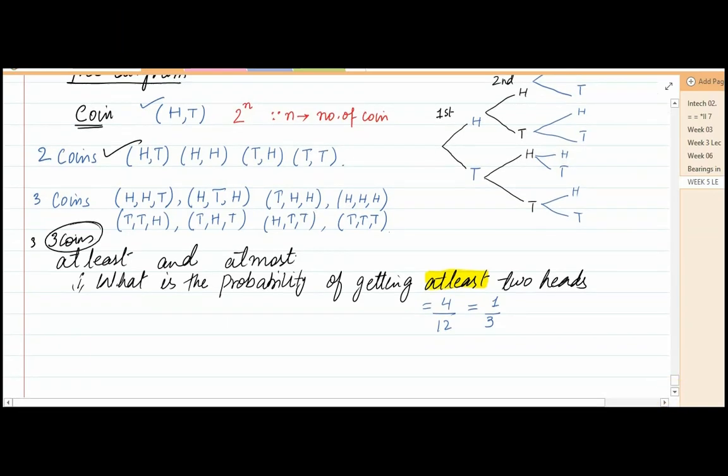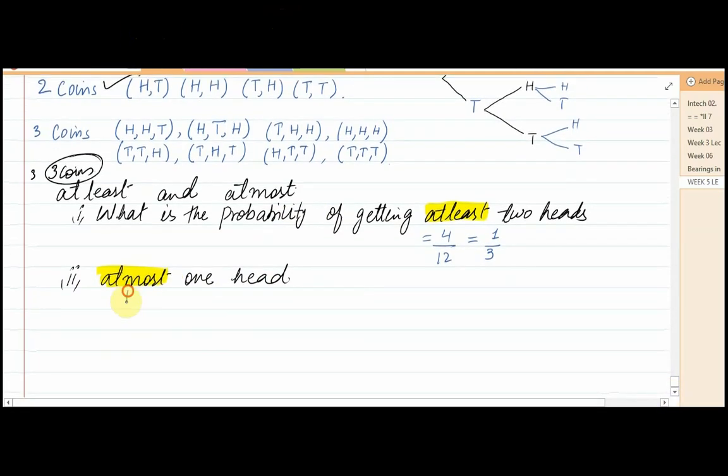Now if I say, the question is the same, what is the probability of getting at most 1 head. Now what does at most mean? If at least means lowest value, then at most means maximum value. It means that I will consider the cases in which I have 1 head, but more than 1 head, no, I will reject it. Less than 1 head, obviously I will take it.